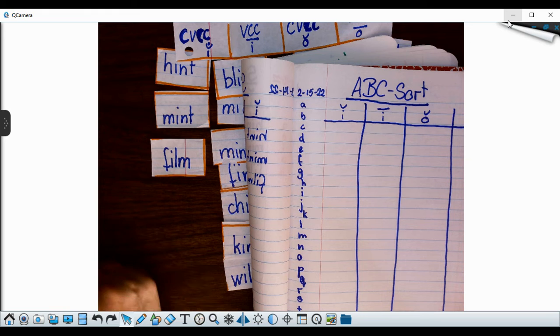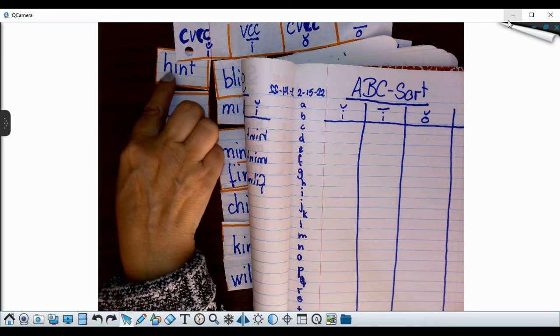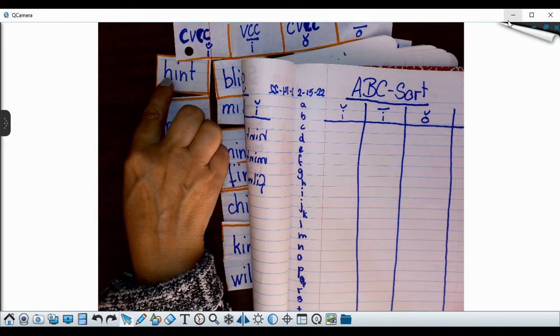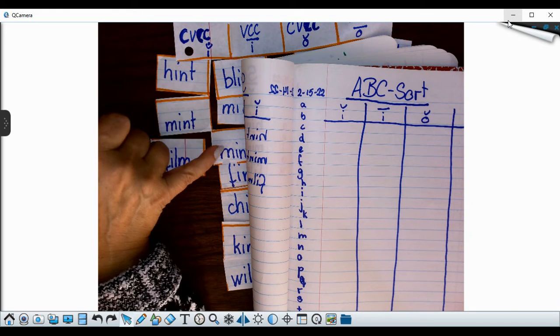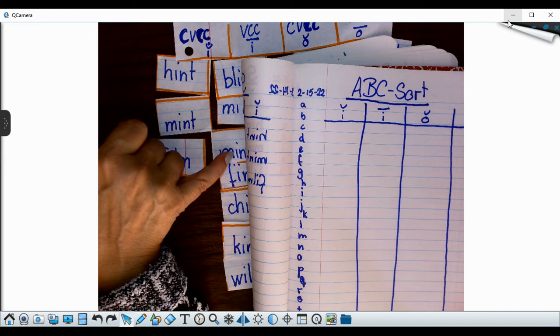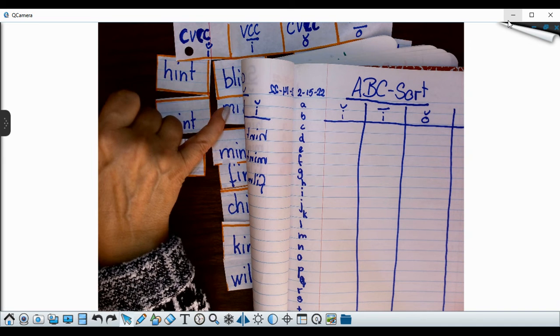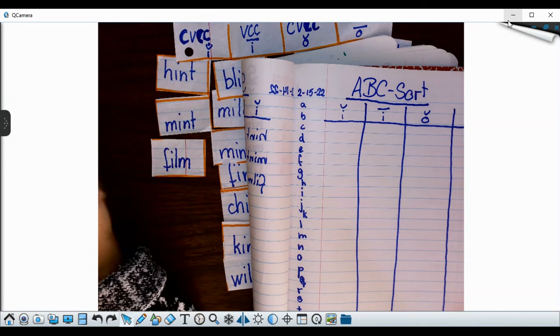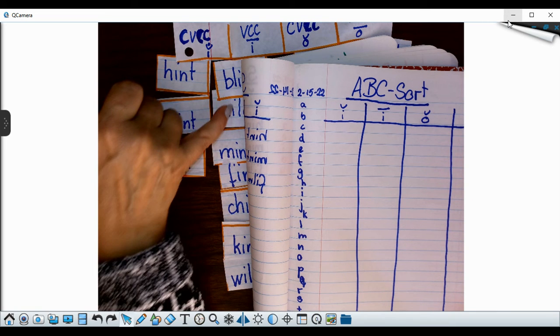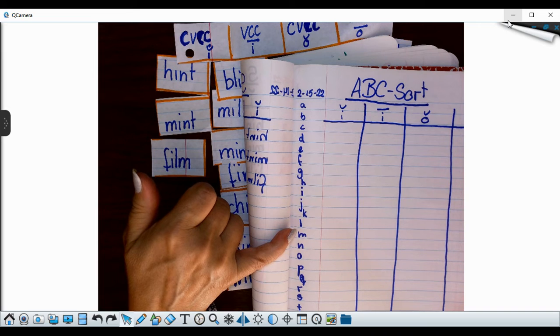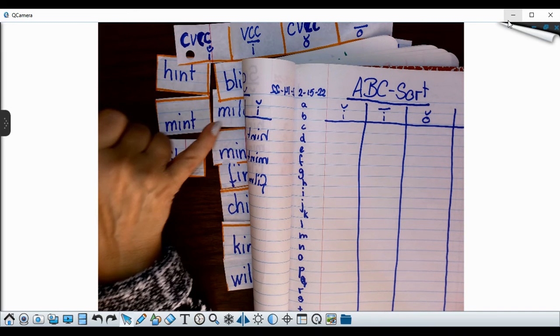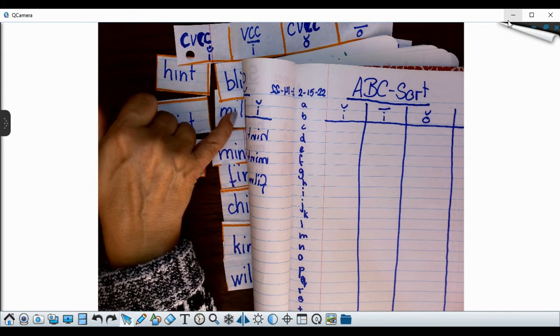Now, when we do our ABC sort, we always look at our first letter. If the first letter is the same in two words, like look right here, these two words have an M in the beginning. Then I look at the second letter, and that's an I in both of them. So now I'm going to have to look at the third letter. This is an L, and this is an N. I can see that L comes before N. So my mild word right here would be first.